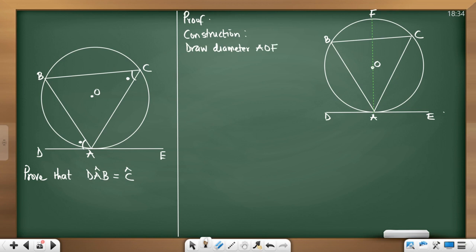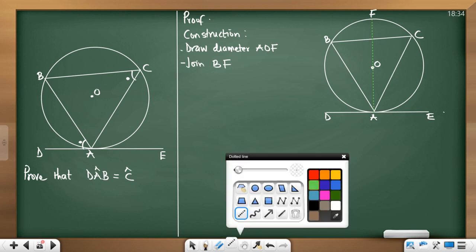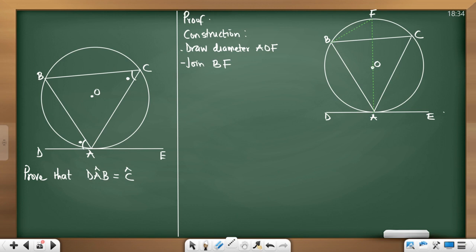Remember, my focus is on C, right? Then I am going to join B and F. Remember that whatever construction I'm doing, I use dotted lines. Beautiful.